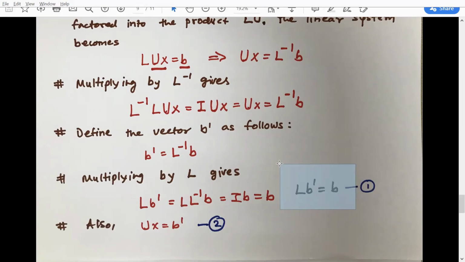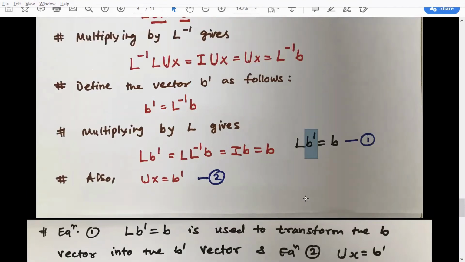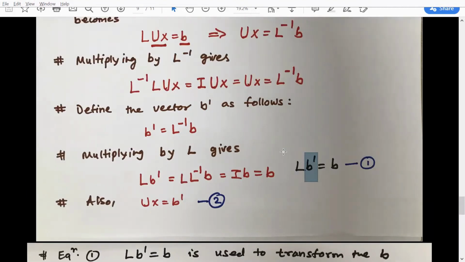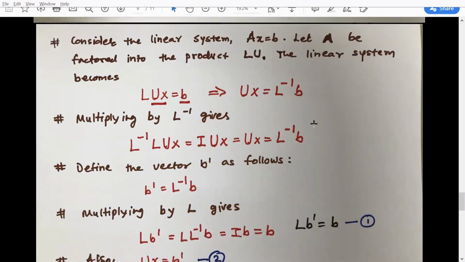Now, if I know the lower triangle, can you just find B dash from that? If I know the lower triangle, just the lower triangle. Can someone answer me? Please try to understand what is written here. Just try to discuss what's going on.